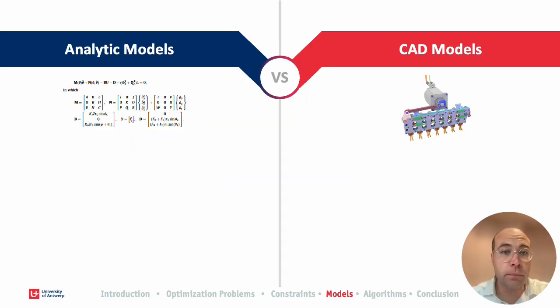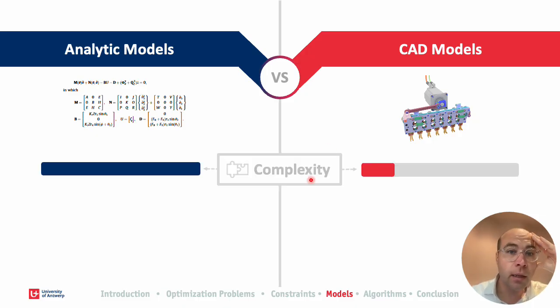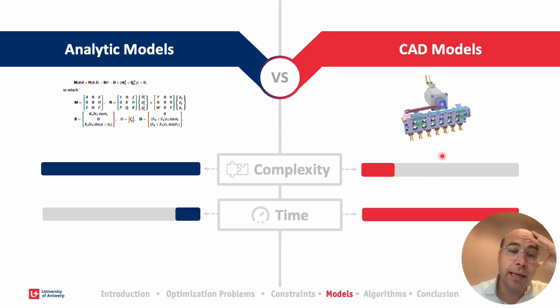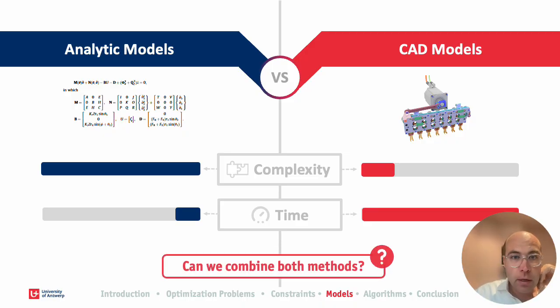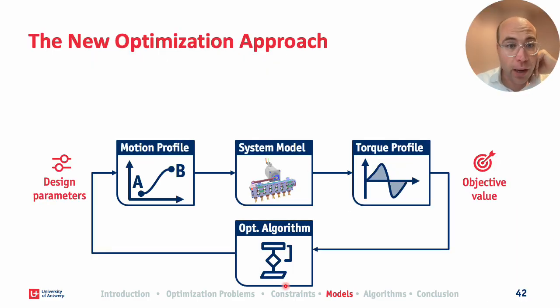And of course, I already made the distinction between the analytical and the CAD models or any simulation models. An analytical model is complex for many users. A simulation model can be much easier. But an analytical model will run very quickly, and a CAD model will sometimes take time, or a simulation will take time. And we saw this loop where the optimization algorithm will repetitively give new design parameters to your algorithm. So can we combine both methods? Why would we combine it?